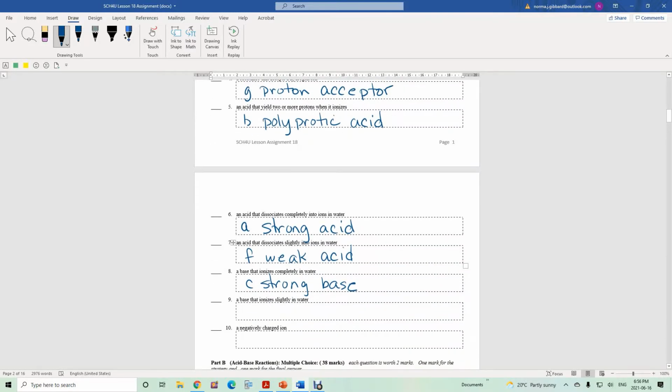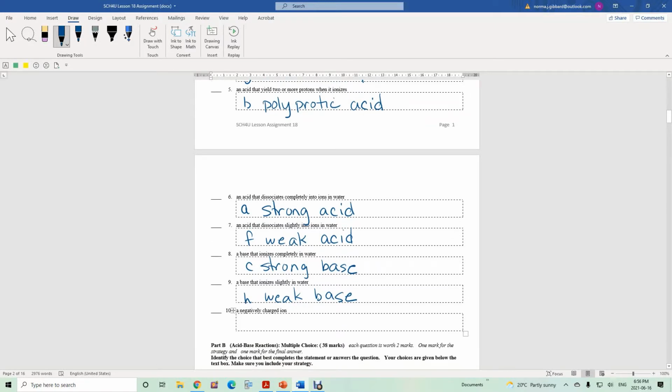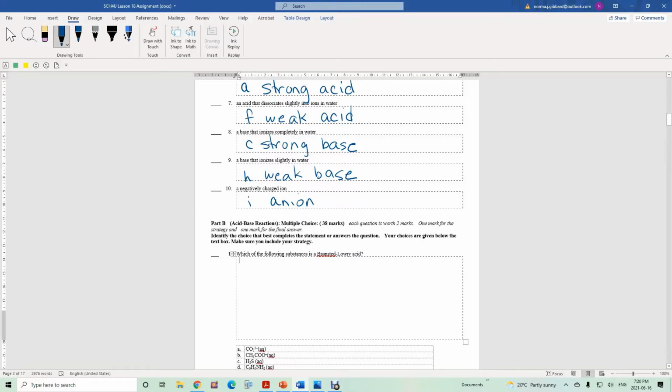Number 9, a base that ionizes slightly in water, and that is H, a weak base. And number 10, a negatively charged ion, and that is I, an anion. Continuing on, Part B, acid-base reactions, multiple choice.